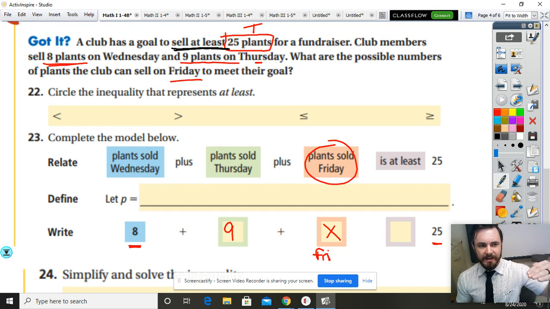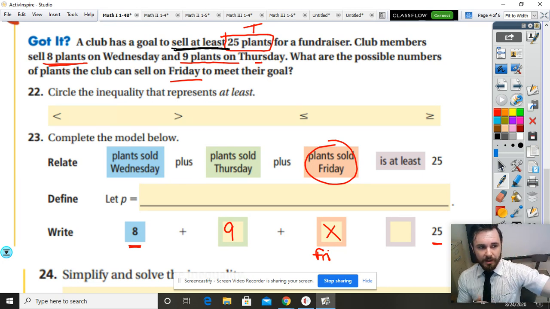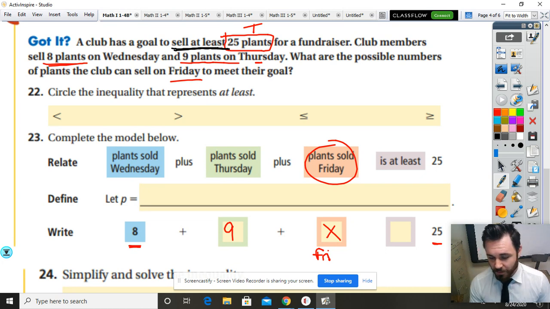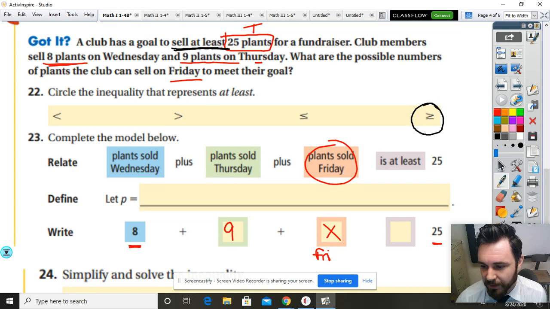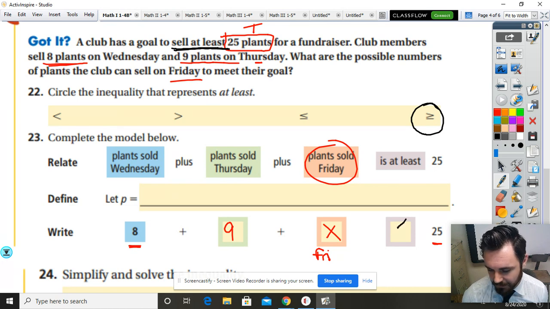No, because I want to sell at least 25. That means whatever I sell has to be greater than or equal to 25 plants, according to this. So when I write my inequality, I want to look at this guy right here. And a good way to try that is, let's just put some stuff in here. Let's say I did this one. Don't do that. Just listen to what I have to say.